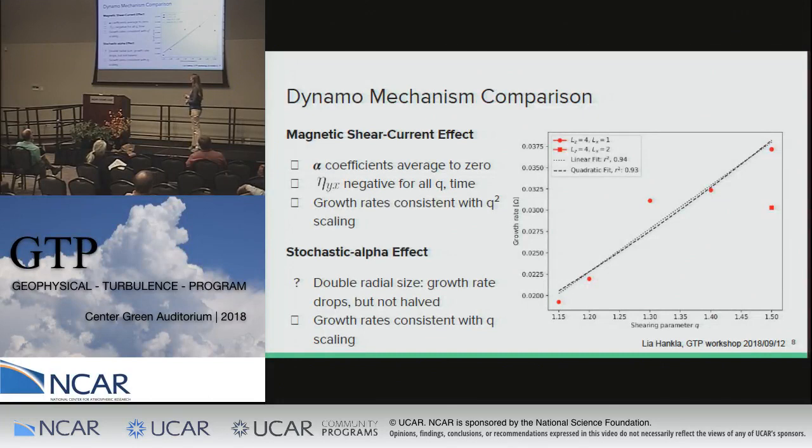A test of the stochastic alpha effect, though, is that if you double the volume, then your fluctuations averaged over the volume should halve, and that should mean that your growth rate also halves. So I did one run where I doubled the radial size, to see, okay, does my growth rate halve? That's this run down here, and you can see that it doesn't halve directly, but it does drop pretty substantially. So what I get from that is that both mechanisms are present here.